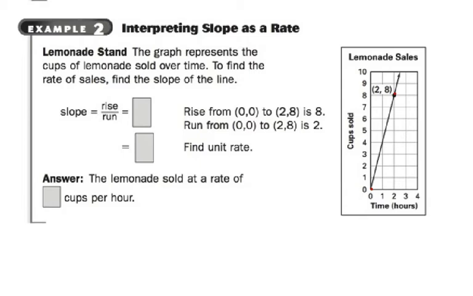So in this case, we have a rise of 8 and a run of 2. So then we need to find the unit rate, which of course means that we need our denominator to be 1. Well, if we divide both sides by 2, we can get that, which would give us 4 over 1. So the lemonade's sold at a rate of 4 cups per hour. Now let's look at some more examples.